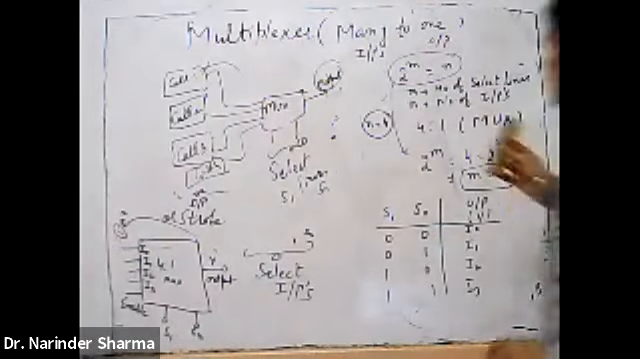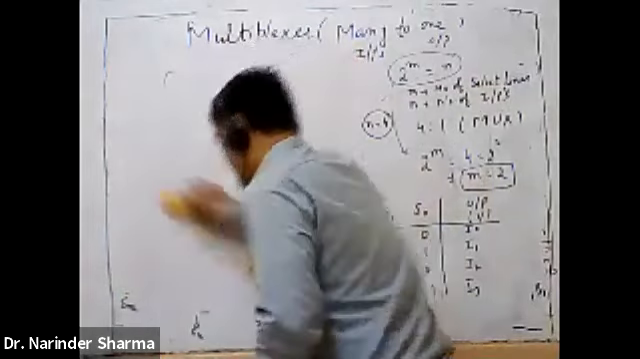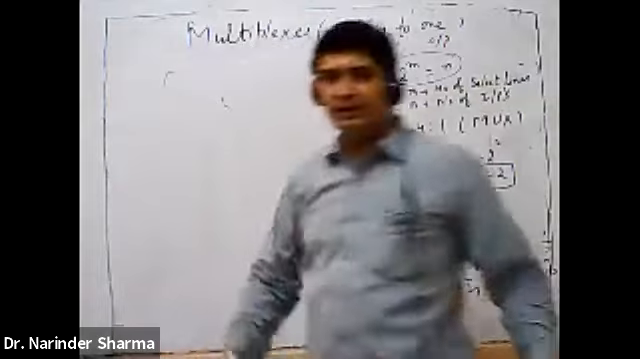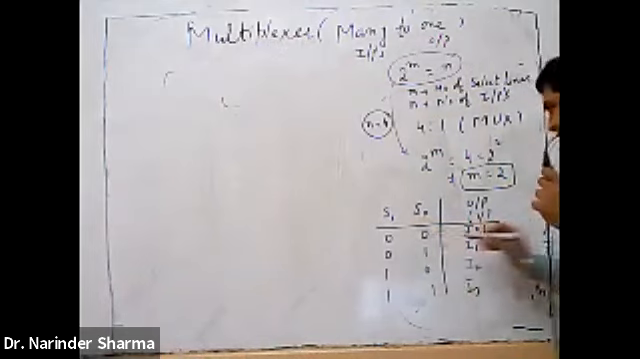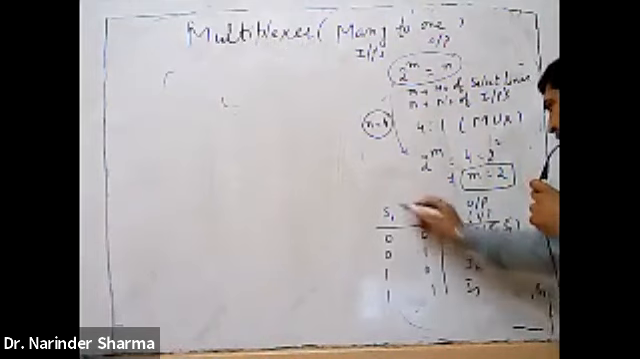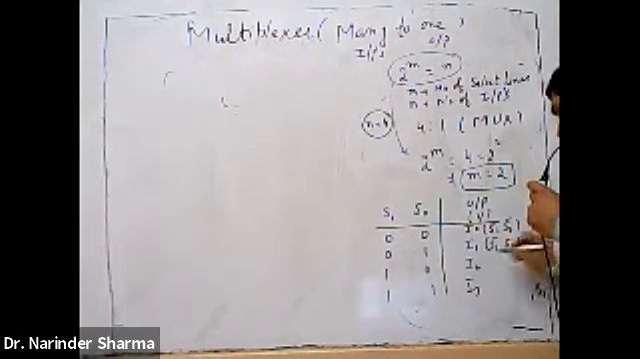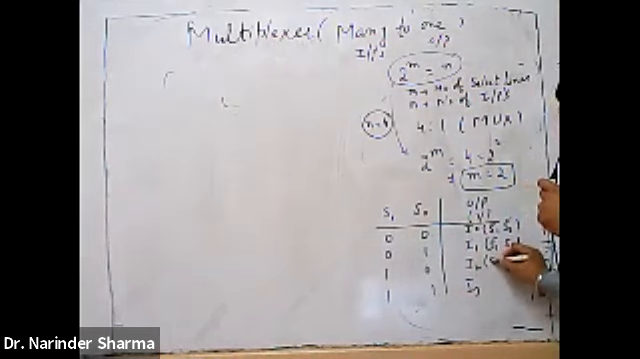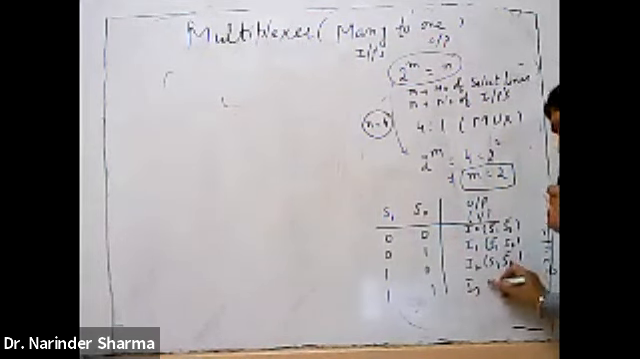Now let us say we have to design the circuit diagram of the 4 is to 1 mux. For I0, S1 is 0 and S0 is 0, so I will write S1 bar, S0 bar. For I1, S1 bar, S0. For I2, S1 is 1 and S0 is 0, so S1, S0 bar. For I3, it would be S1, S0.